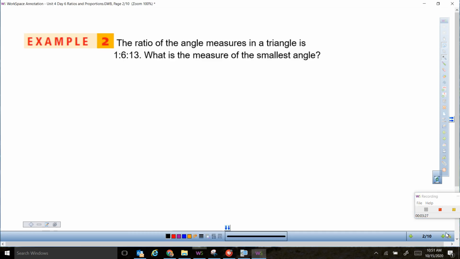Okay, next part. Example 2, the ratio of the angle measures in a triangle is 1 to 6 to 13. What is the measure of the smallest angle? So that means the smaller angle is going to have the 1. The next biggest angle has the 6, so it's going to be 6 times the first one. And then the biggest one is 13, which means it's 13 times the smallest angle. So what I'm going to do first is I'm going to draw myself a diagram. And we're talking about what shape here? We're talking about a triangle. And since my ratio is 1 to 6 to 13, that means all 3 sides are not equal.